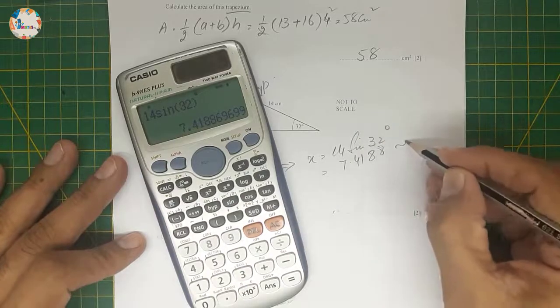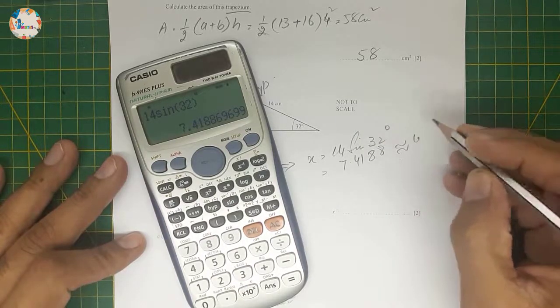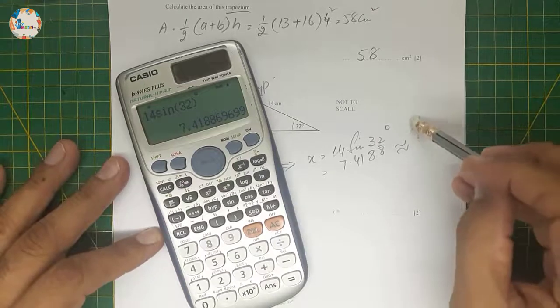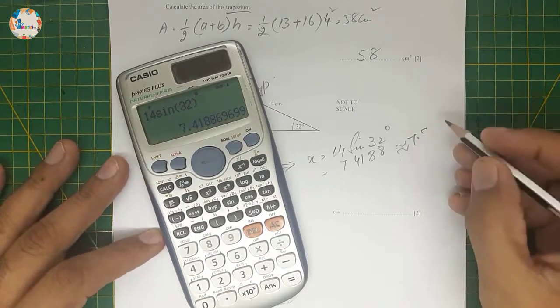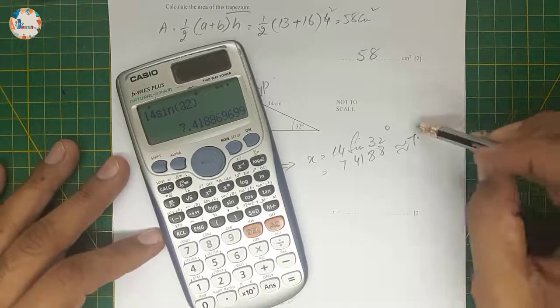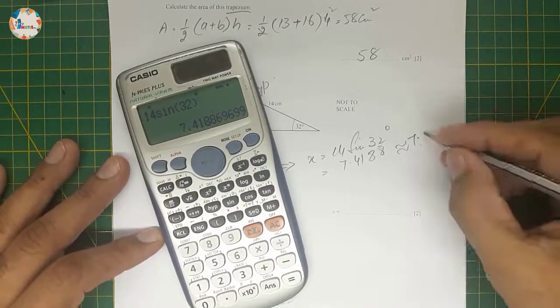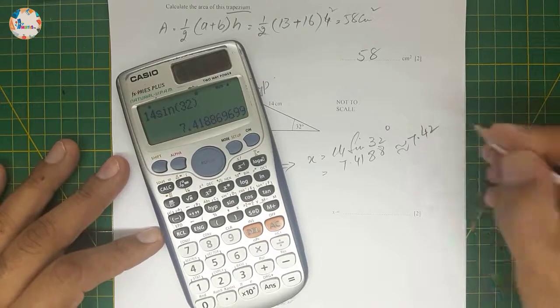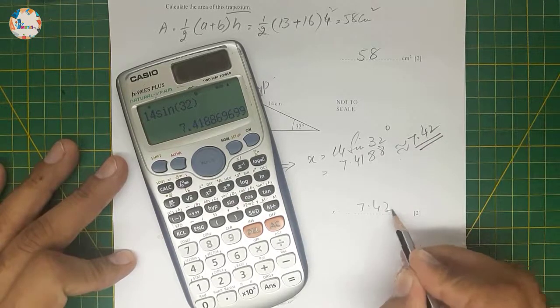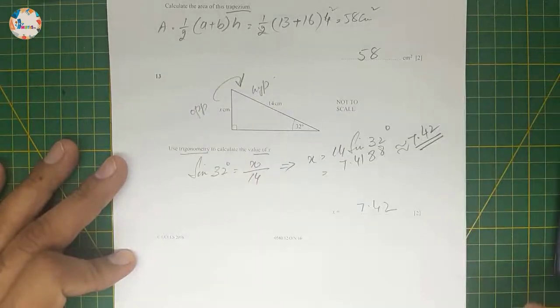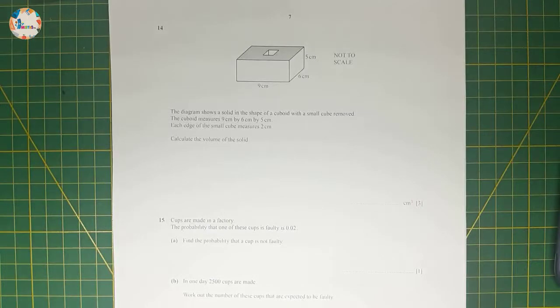It will be equal to 7.4188, or approximately equal to, we can write this one as 7.42. So 7.42 we can write as a rounded answer. So 7.42 will be our final answer. Now the question number 14.